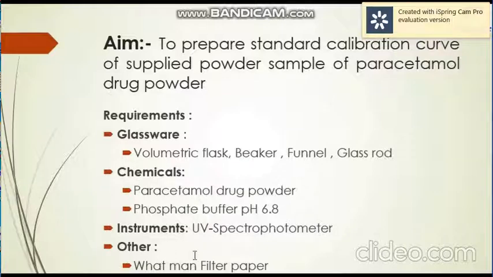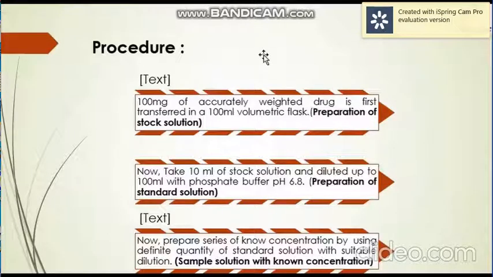First, we have to prepare stock solution by taking accurately weighed 100 mg of the drug powder and transferring the drug powder into the volumetric flask. Now slowly add 100 ml of your freshly prepared phosphate buffer solution into that volumetric flask with continuous shaking and agitation to make the drug completely dissolve. This is our first step, and that prepared 100 ml solution will be known as stock solution.